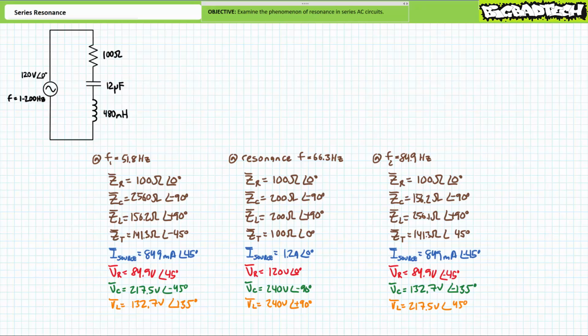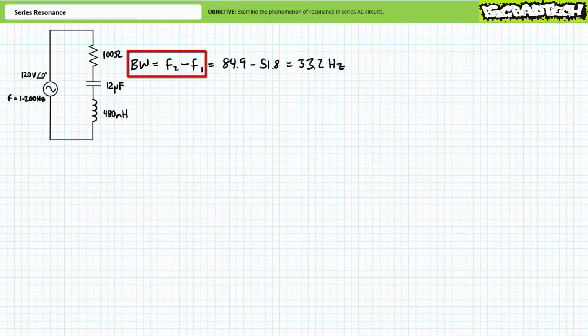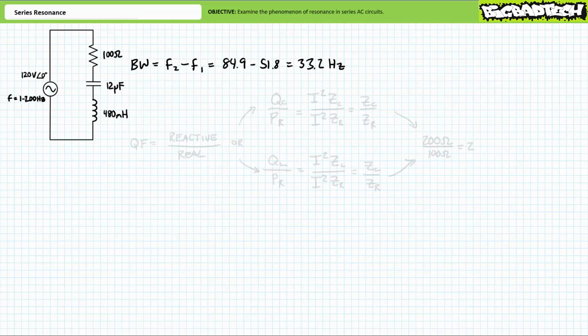Importantly, given this is the upper half power frequency, source current is roughly 849 milliamperes, as predicted, being 1.2 amps, i.e. maximum current, divided by square root 2. Moving on. Let's now discuss bandwidth and quality factor. The half power or greater region between F1 and F2 is known as the bandwidth. For our particular circuit, it has a bandwidth of 84.9 Hz minus 51.8 Hz, or 33.2 Hz.